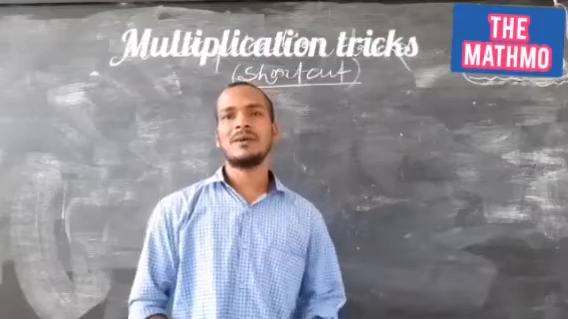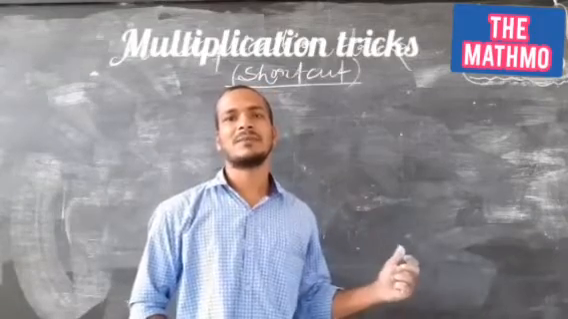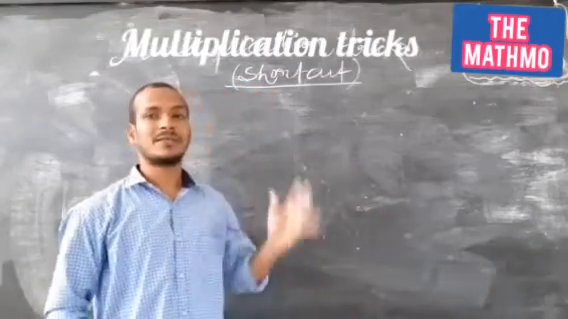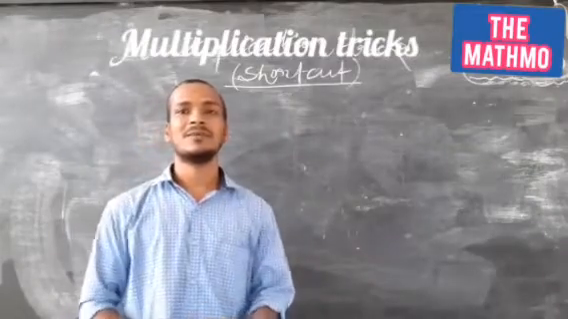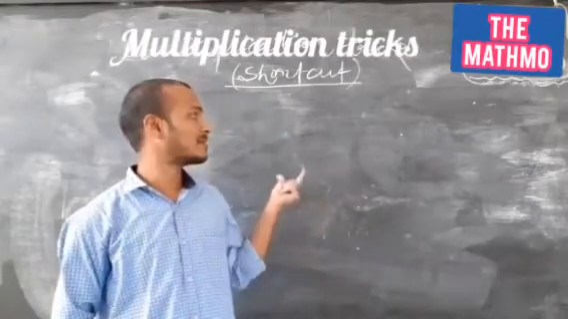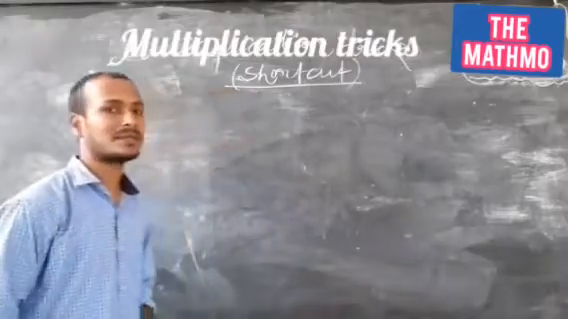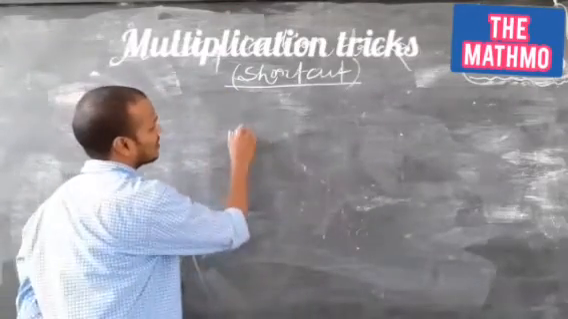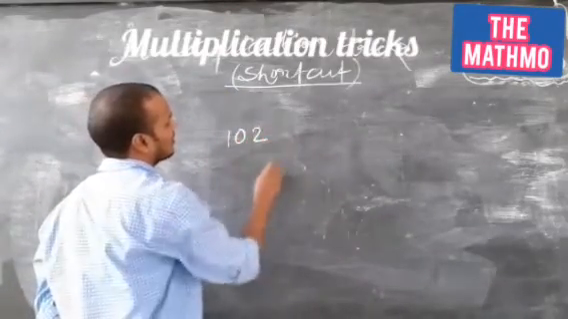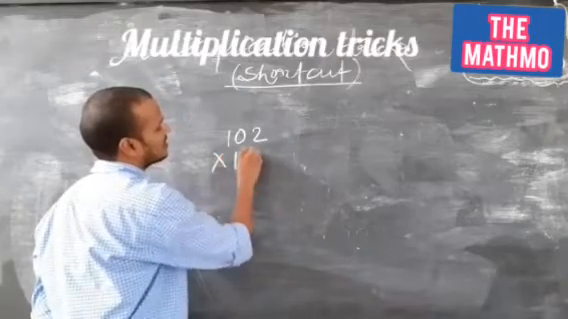Okay, now we will see how to multiply 3-digit numbers nearest to 100. Any two 3-digit numbers which are nearest to 100. Let us take an example: 102 multiplied by 103.